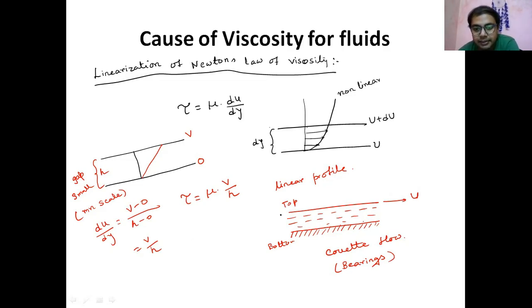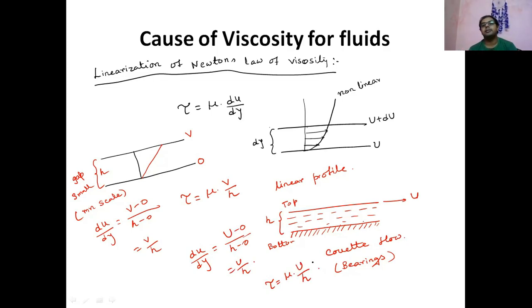So here also, if the gap between two plates is h, the slope du by dy, you are able to write as u minus 0 divided by h minus 0, so u by h. So you can write tau equal to mu times u by h. That is the linearization of Newton's law of viscosity. This idea is required for some kinds of problems. If the gap is given as very small, you can apply this formula here.